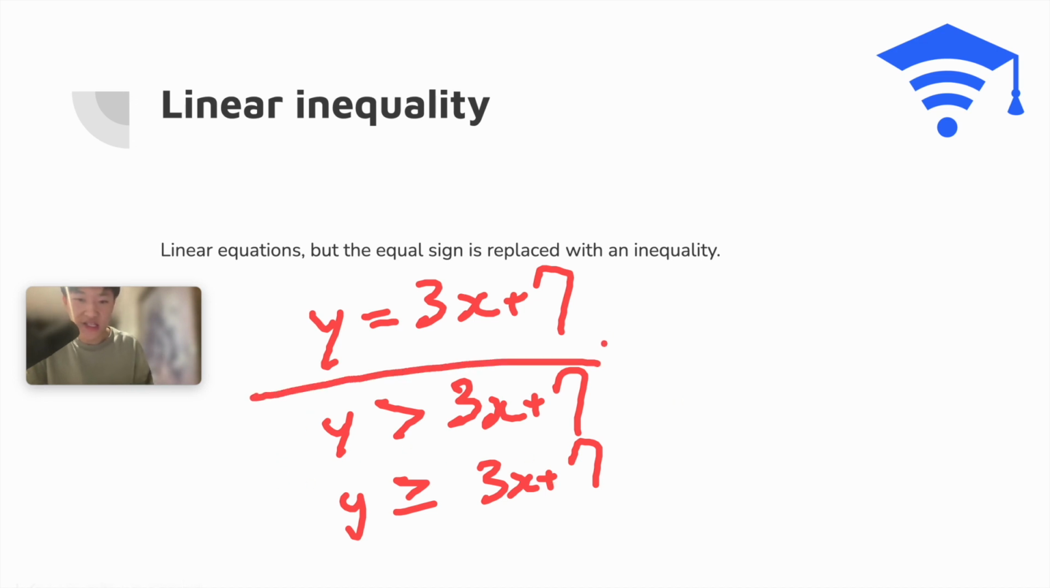So this is a linear function, and then the ones on the bottom are what we're working with right now. This is a linear inequality.